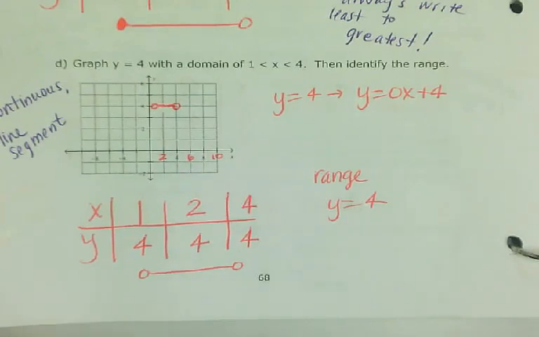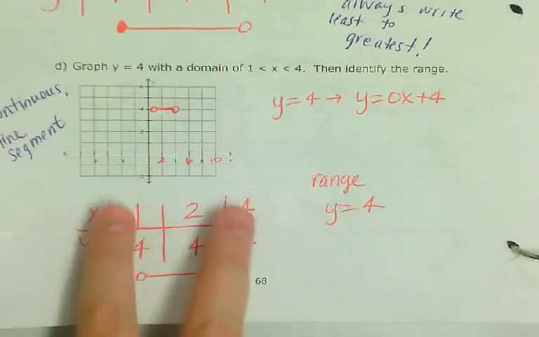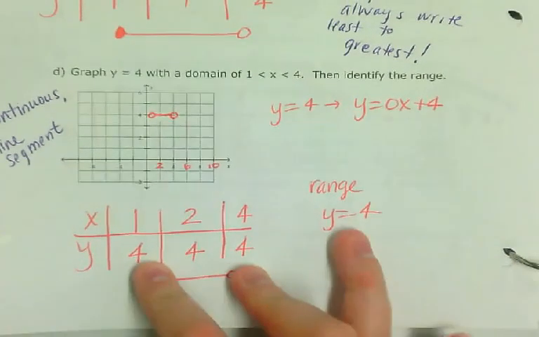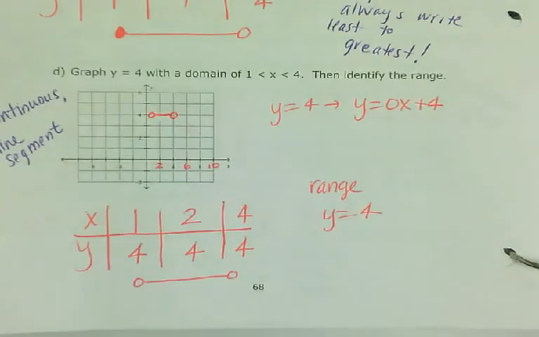Okay, any questions on that one? And again, in my domain, the 1 and 4, so I put them in my table. And its partners are both 4, which is in my range. Okay, so check that when you're doing it.